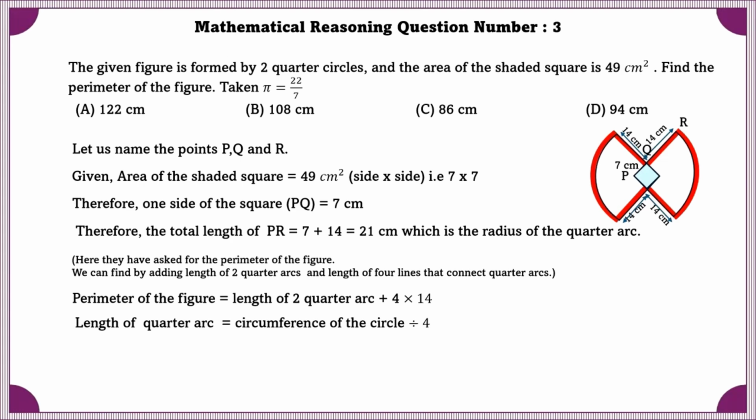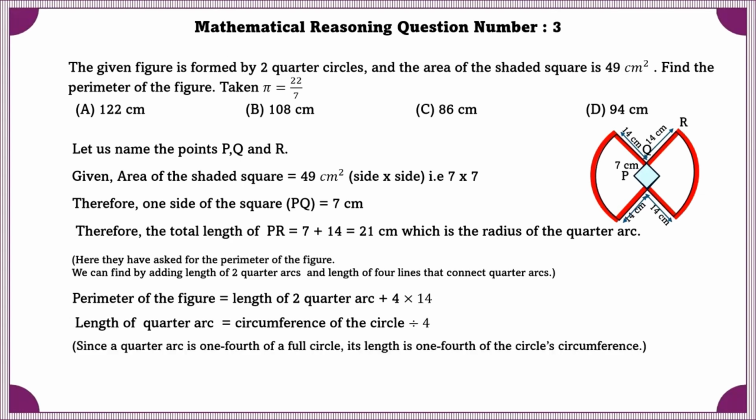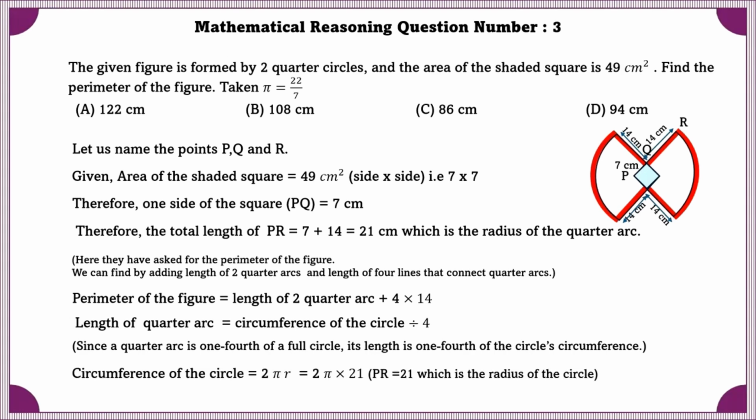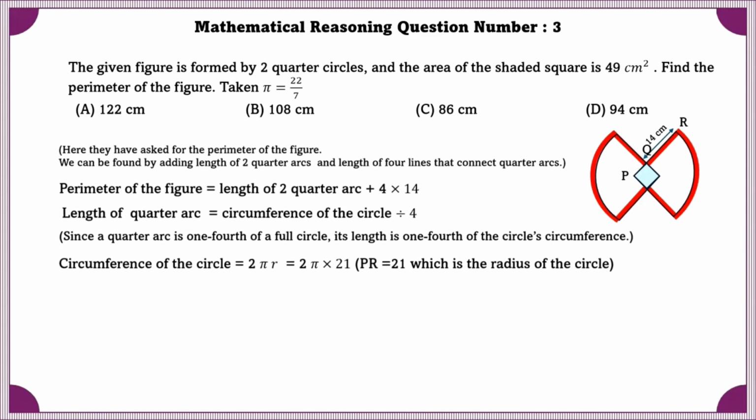In order to find the length of 1 quarter arc, we have to find circumference of the circle divided by 4. Since a quarter arc is 1/4 of a full circle, its length is 1/4 of the circle circumference. That is why we have made length of quarter arc equal to circumference of circle divided by 4. Circumference of the circle is equal to 2 pi r, which is equal to 2 pi into 21. PR is equal to 21, which is the radius of the circle.